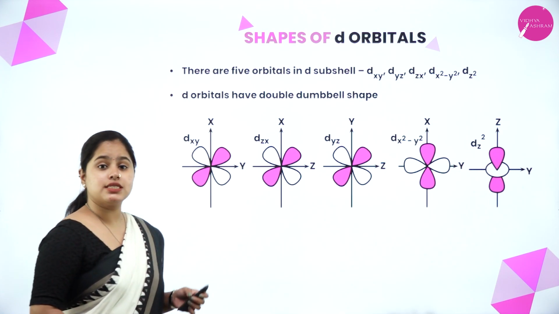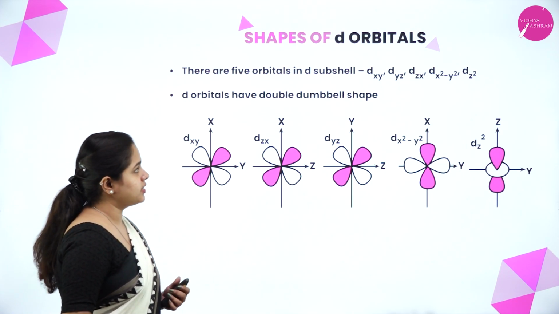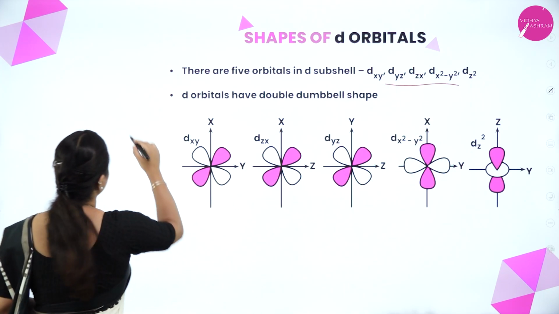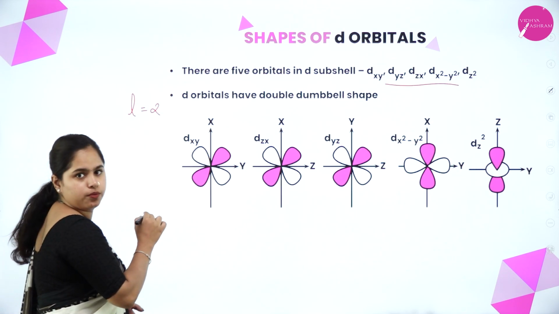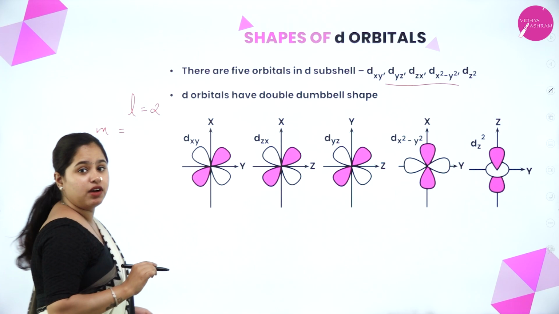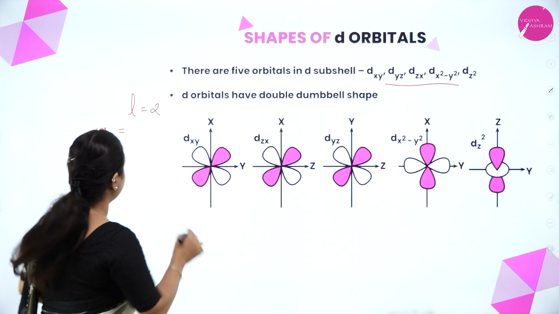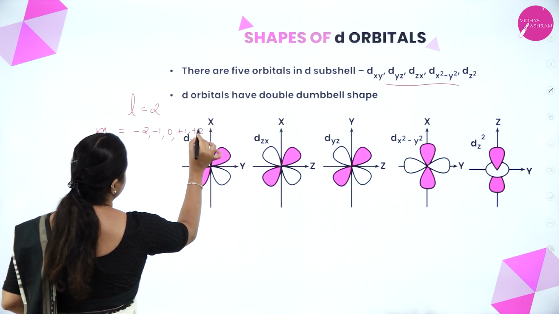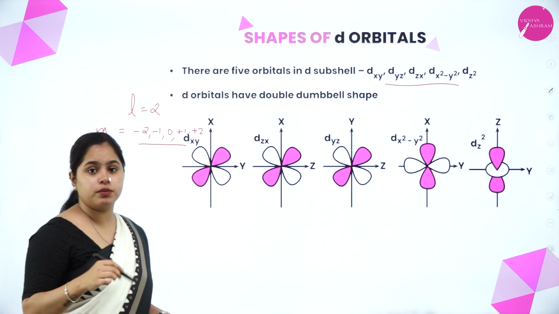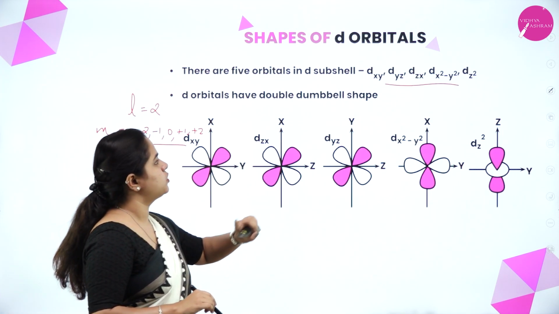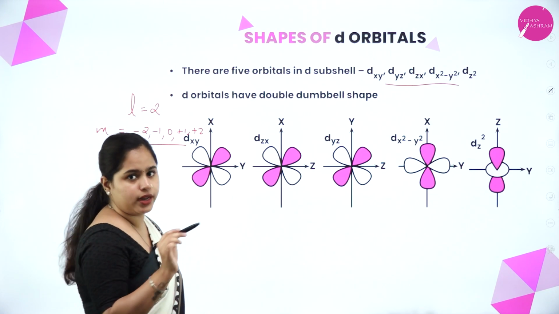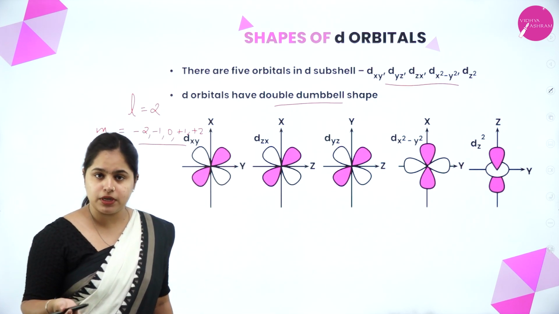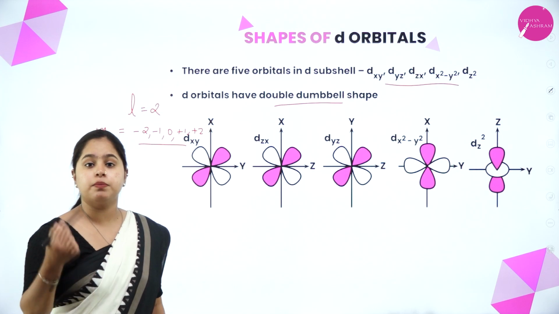So there are 5 orbitals in d subshell. They are dxy, dyz, dzx, dx square minus y square and dz square. We know that when L value is equal to 2, then M will have values ranging from minus L to plus L, so minus 2, minus 1, 0, plus 1 and plus 2. So you can see 5 orbitals are there. Those are dxy, dyz, dzx, dx square minus y square and dz square, and the d orbitals have dumbbell shape. In the case of p orbitals, it is dumbbell shape. In the case of d orbitals, the shape is also dumbbell.